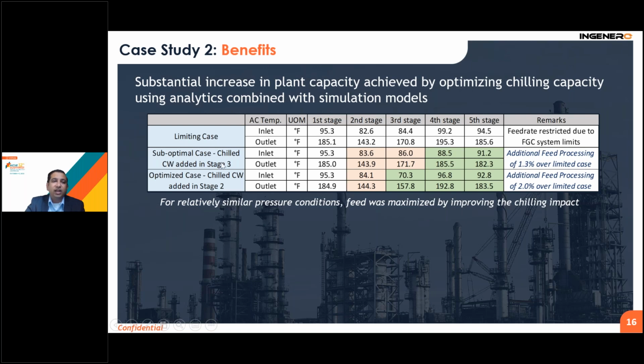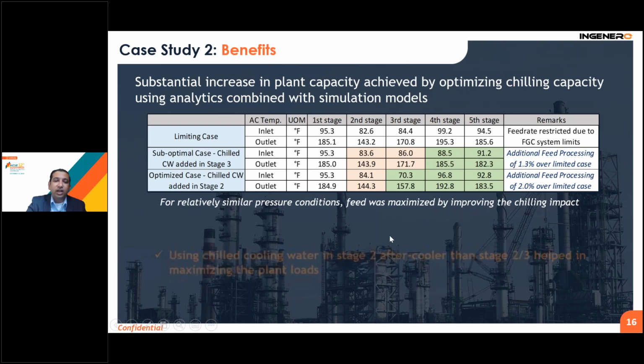In the suboptimal case, if the chilling capacity is applied to the second stage and third stage, it helps in improving the fourth stage and fifth stage performance. This is envisaged to help increase the overall feed processing by around 1.3%. However, the optimized case said that applying the chilling to the second stage will be the best option going forward, because this not only helps in improving the fourth stage and fifth stage performance, but it drastically improves the third stage performance, which eventually can lead to an increase of around 2% of capacity.